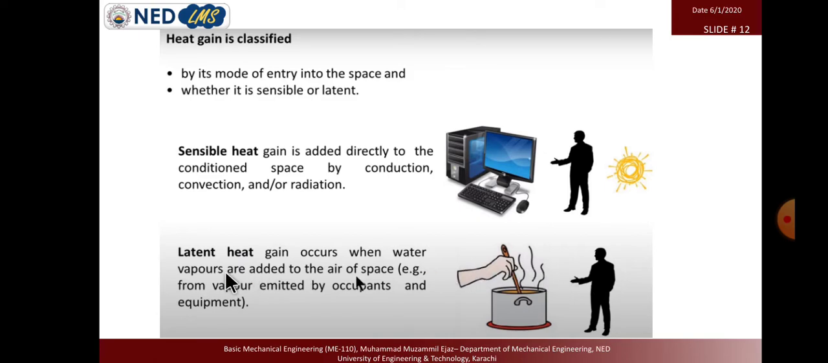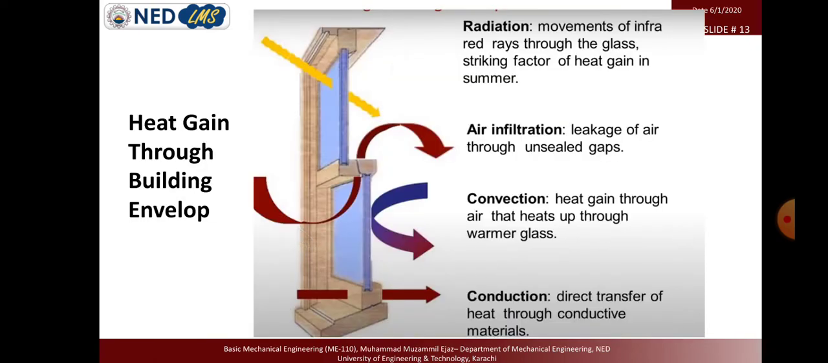Anyway, so this is basically the latent heat. The moisture present in the air is a latent heat that needs to be removed from the conditioned space. And the sensible heat is directly the temperature of the air. Heat gain through the building: like radiation, directly passing through the glass, there is no medium required. And also we have some gaps where hot outside air comes directly into the room. And also we have convection: the glass gets heated, and that heated glass heats the inside air by convection.